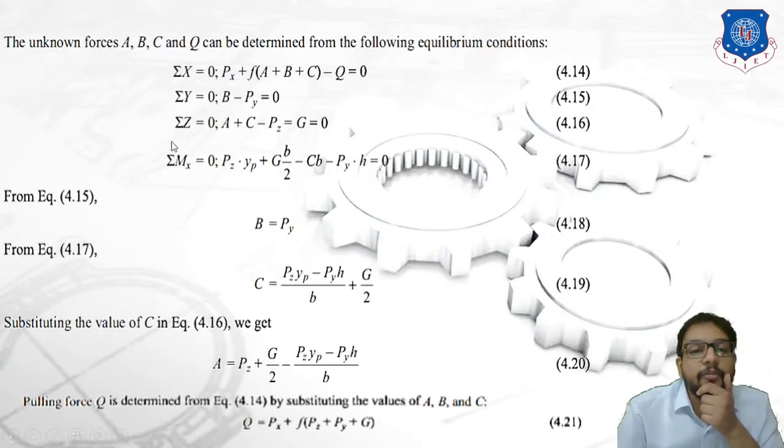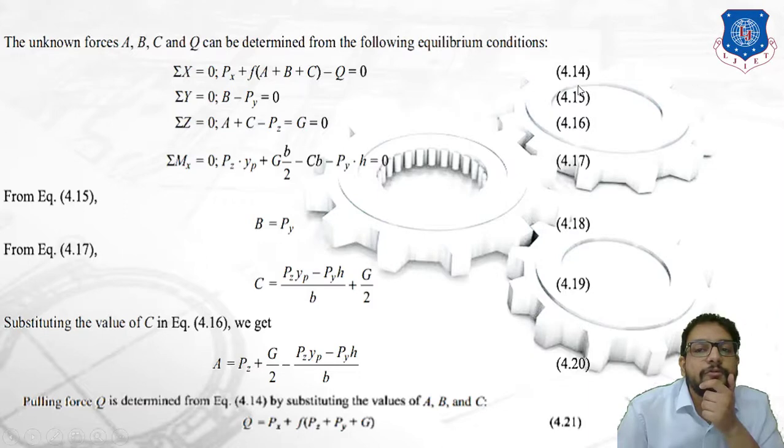Now we need to find out the moment about the x-axis. So sigma Mx is equal to 0. The equation will become Pz into Yp plus G into b by 2. We know that moment is equal to force into perpendicular distance, right? So G into b by 2 minus Cb minus Py into H is equal to 0. So let's say this is our equation number 4.17.